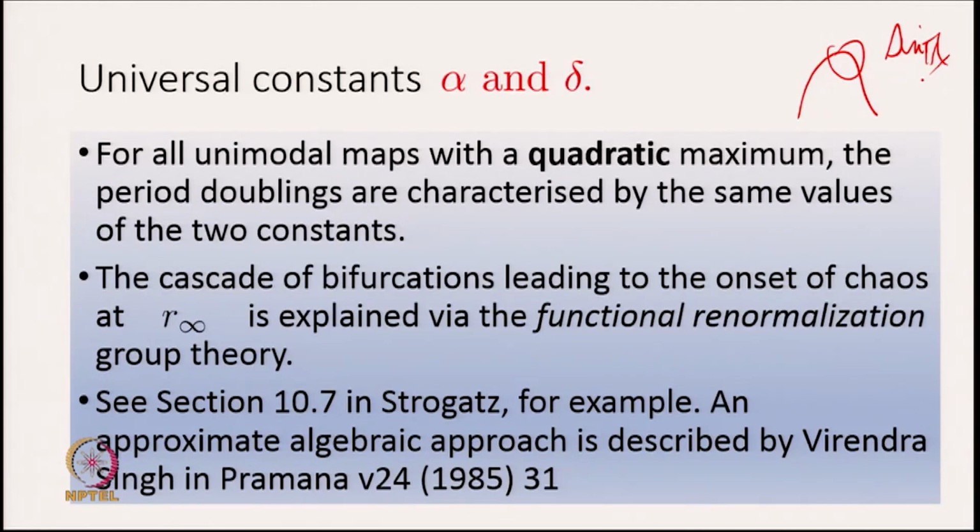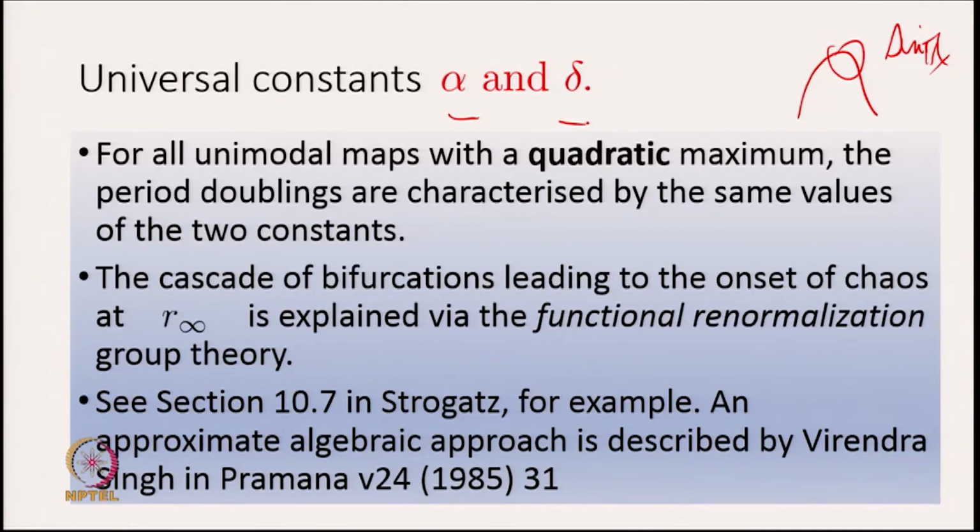Now, the cascade of bifurcations that lead to the onset of chaos at r infinity requires explanation by the so-called functional renormalization group, developed extensively in the 70s and 80s. This helps you to understand why the function, when doubled, rescaled, flipped around, etc., looks like itself. When it is formalized, from this you can calculate the values of alpha and, with a little more difficulty, also delta.